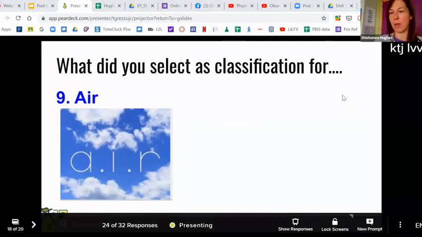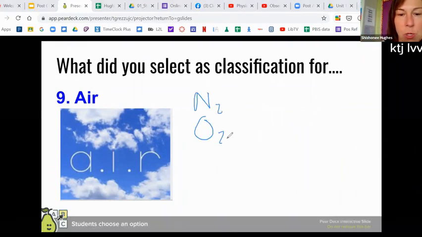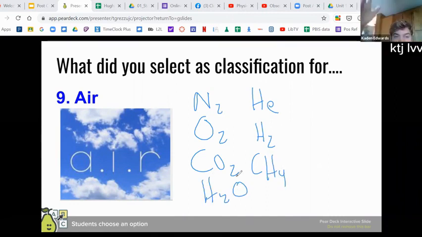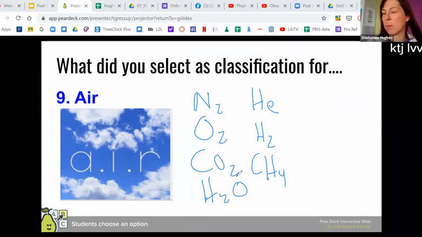I'm writing them down. We've got N2, O2, CO2, chat's blowing up, excellent. Helium, hydrogen, methane. Kaden, will you put it on mute a second? Kaden, put it on mute a second, please.